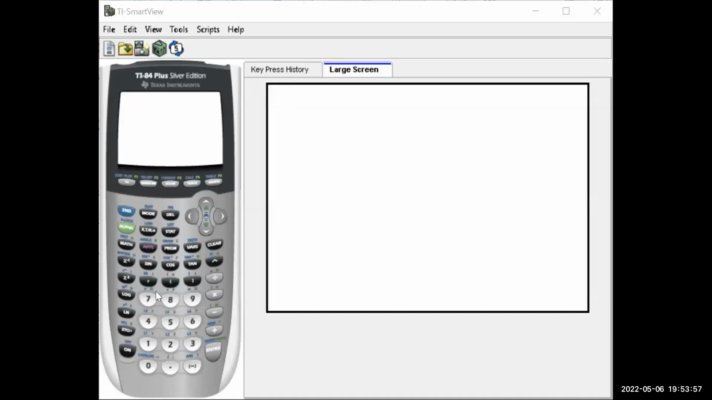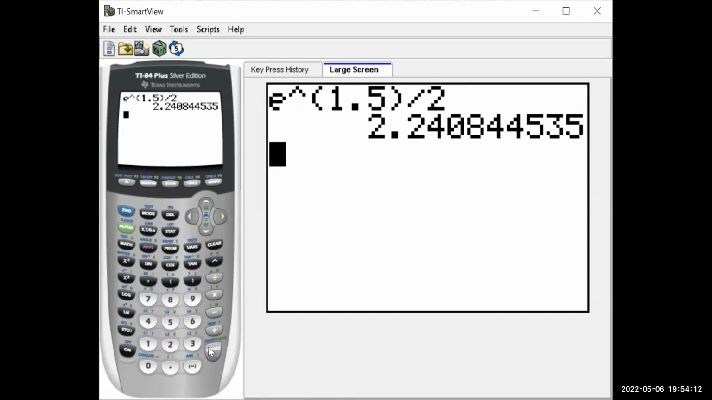So in the numerator, e to the 1.5, all in a nice happy parentheses, and then take that and divide by a 2. And just for the sake of time, I'm going to write down the answer: 2.241, 3 decimal places.